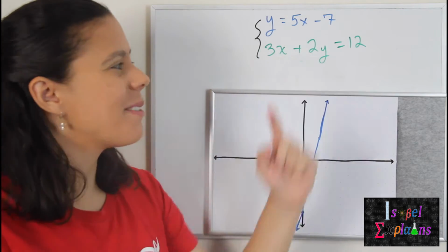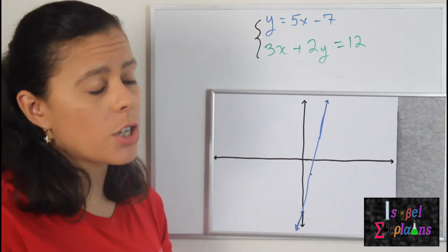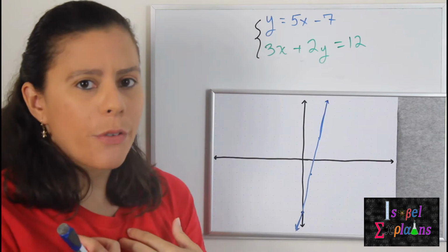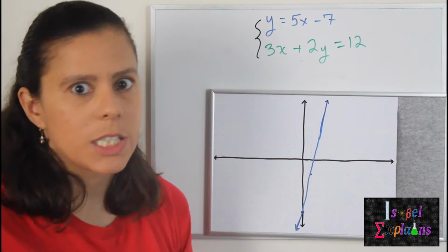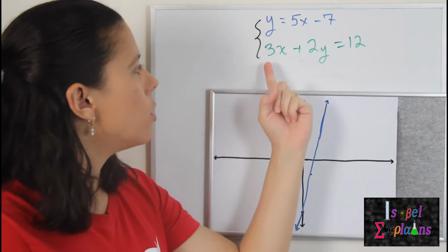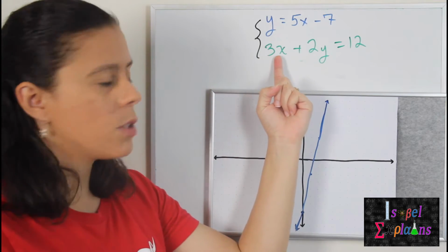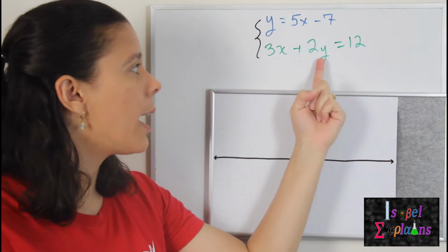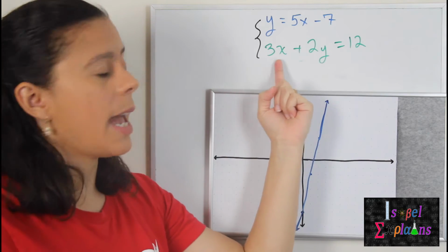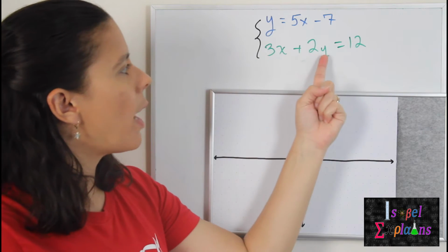So now we're going to graph the second one. And in order for us to graph an equation in standard form, I prefer to just find the x-intercept and the y-intercept because it's just going to be so much easier. So that's exactly what I'm going to do. We know that in order for us to find out what the x-intercept is, we have to make the y equal to 0. And in order for us to find the y-intercept, we have to make the x equal to 0. So that's exactly what I'm going to do. So let's find the y-intercept first.